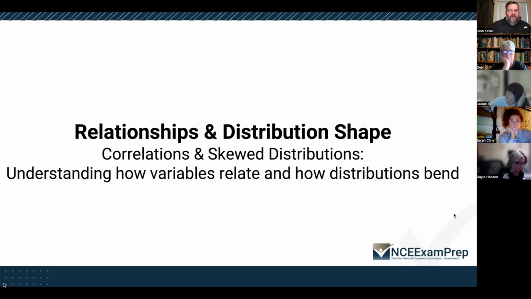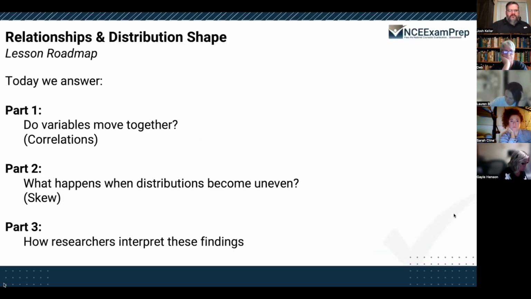Okay, so we are going to look at, do variables move together, right? That's the question that correlations answer. And then what happens when distributions become uneven, right? A bell curve is a normal distribution, but what happens when they become uneven? That's what skews the curve. And then finally, how researchers interpret these findings.